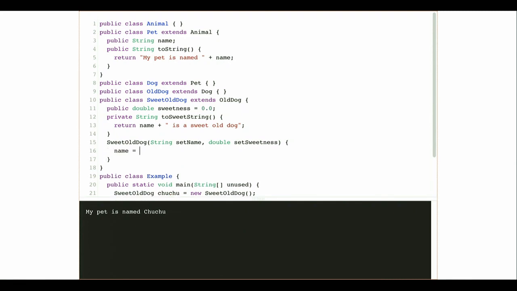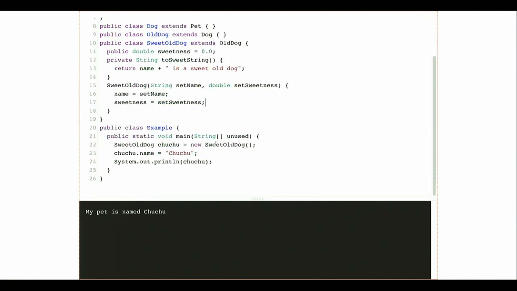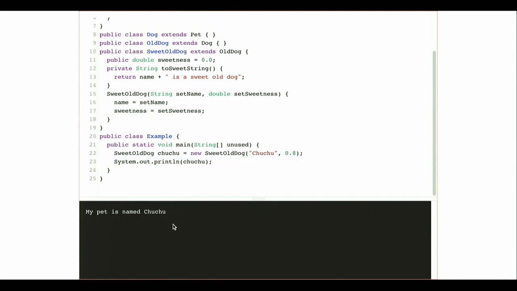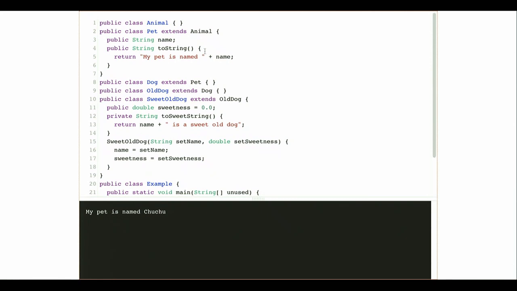So here now I'm going to do name is equal to setName, and sweetness is equal to setSweetness. Now in here I'll pass choo-choo, and I don't know what scale this is on. Maybe it's 0 to 1. I'll give choo-choo a 0.8 today. He hasn't pooped on the floor yet, so that's when the sweetness level goes down. Right now this is going to work the same way. All I did was add a constructor.